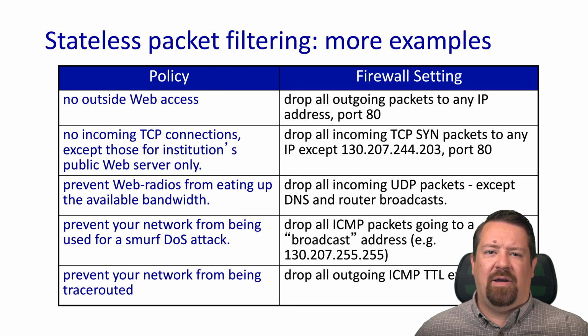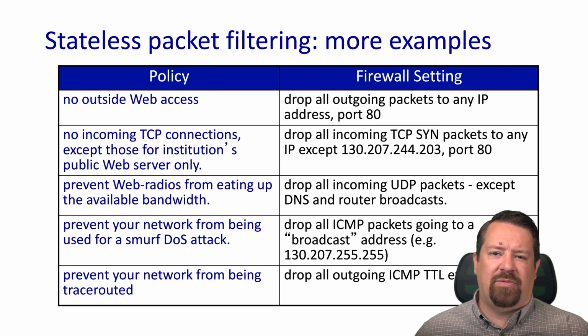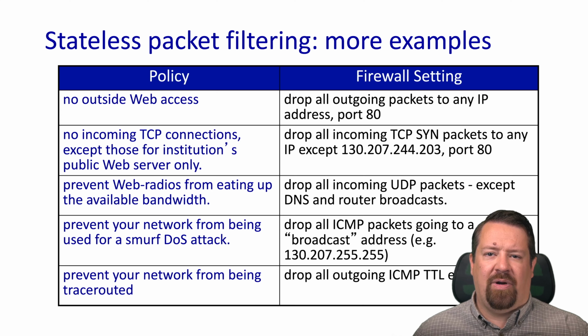Here are some more examples of rules that we might use. If we wanted a policy of no outside web access, then we could drop all the packets going to TCP port 80. Of course, many websites are using HTTPS on port 443, so we would also have to drop those. If we wanted to block incoming TCP connections, so new connection establishments, except those headed for the web server, we could have a rule that says drop all incoming TCP SYNs, except for the specific web server IP address and port numbers.